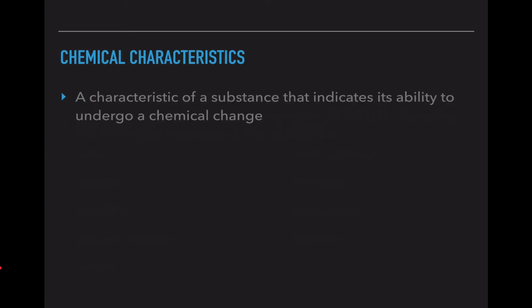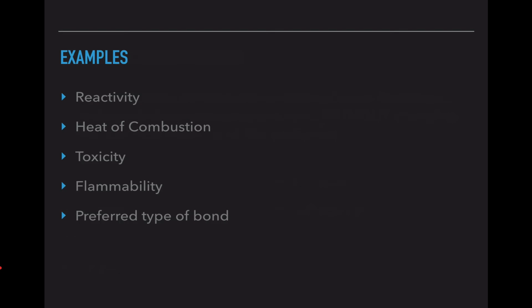Chemical characteristics are characteristics of a substance that indicate its ability to undergo a chemical change. If we have a chemical characteristic, or if we have a chemical change, that substance is no longer molecularly the same substance. So H2O changing into hydrogens and oxygens, that is a chemical change because we are breaking bonds and creating a new substance. So chemical characteristics is a much shorter list.